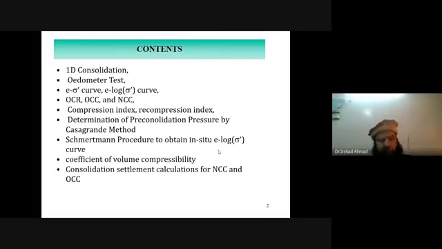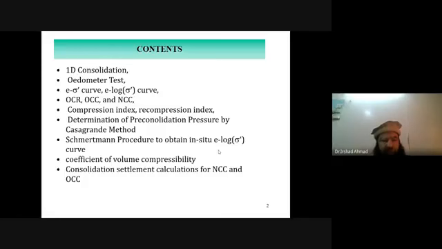In this chapter, these are the topics that we would discuss. What is one-dimensional consolidation? The odometer test is a test that you would conduct in the laboratory, and this test would give you the parameters required for consolidation determination.